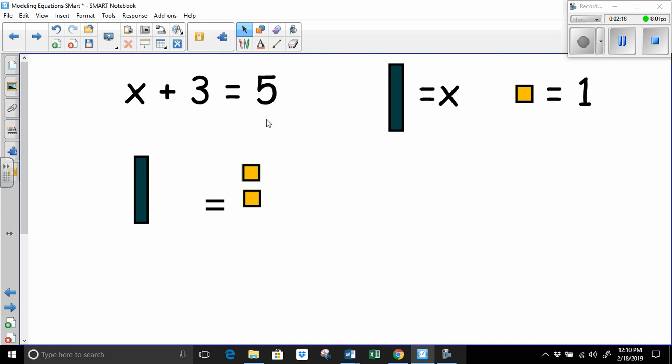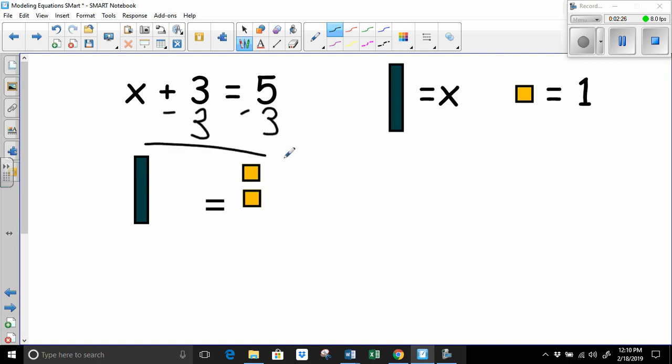1, 2. And if we were to solve that like normal, we would say x is attached to a plus 3, so we would subtract 3. Whatever we do to one side, we have to do to the other. These 3's end up canceling. We bring down our x, and 5 minus 3 is 2. And that's exactly what we have here.